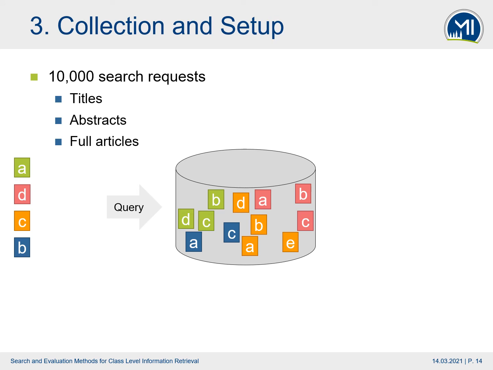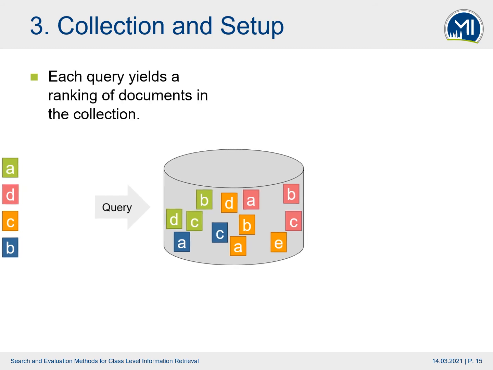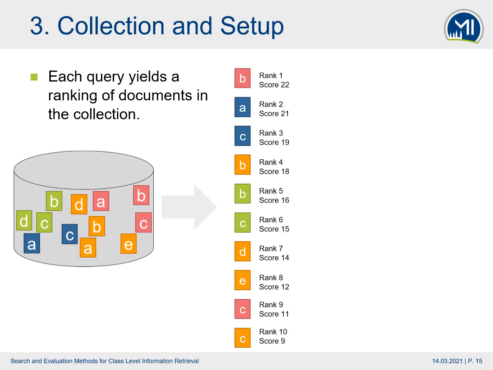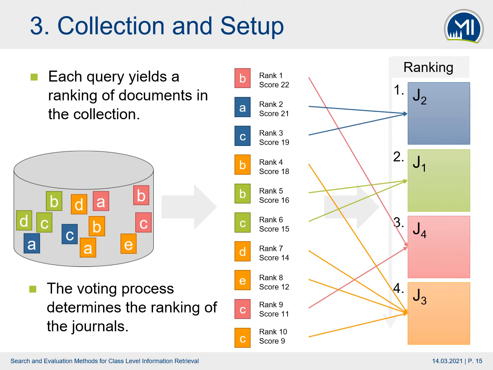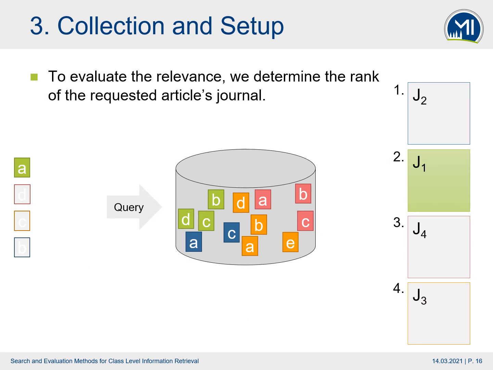The index is searched on titles, abstracts and full article texts. Each request yields a document ranking. This is the step of similarity search on document level. Then the voting process determines the ranking of the journals. For evaluation, we determine the rank of the requested article's journal.